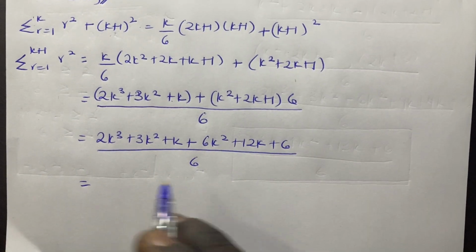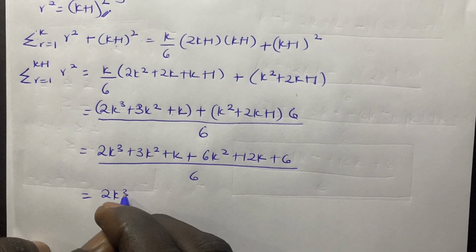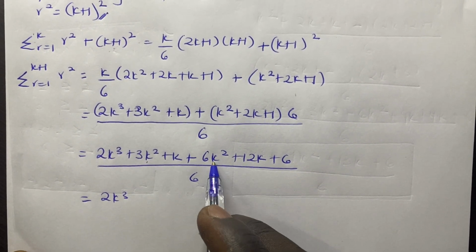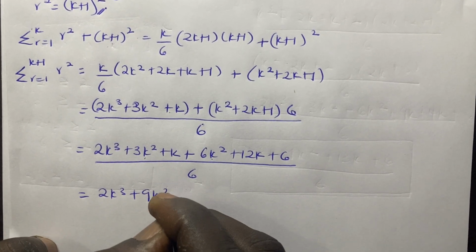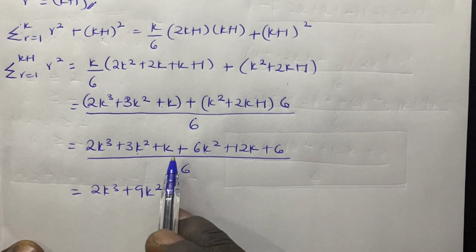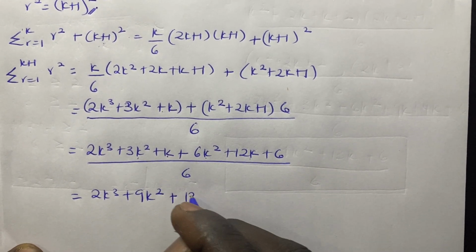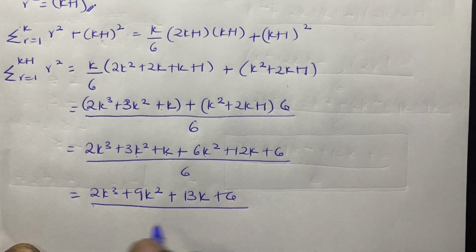And when we add it, we only have one expression for k cubed. So we are getting 2k cubed. When we look for the k squared variables, we are getting 3k squared, 6k squared here, and now we are getting plus 9k squared. And then for the k values, we are getting k and 12k, so it's also going to give us 13k, and we only have 6 here, so plus 6, and we can now divide this whole expression by 6.